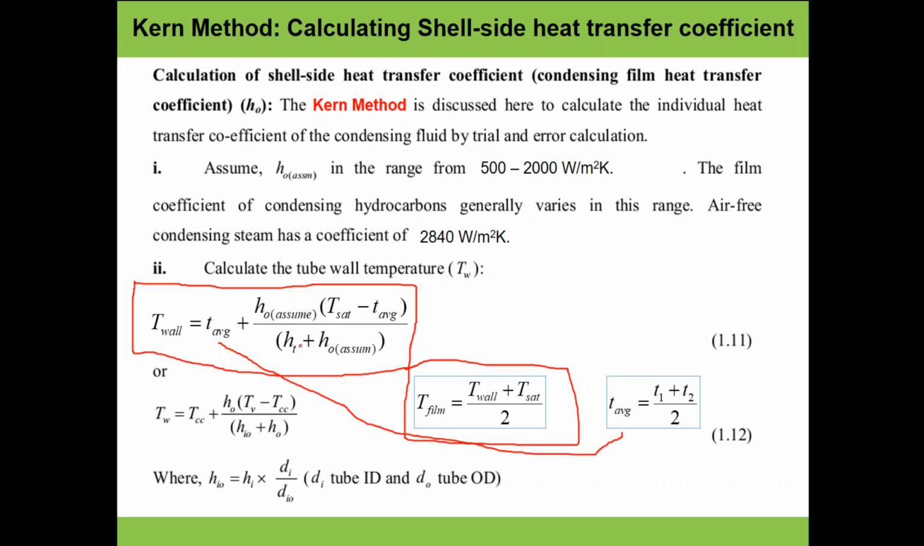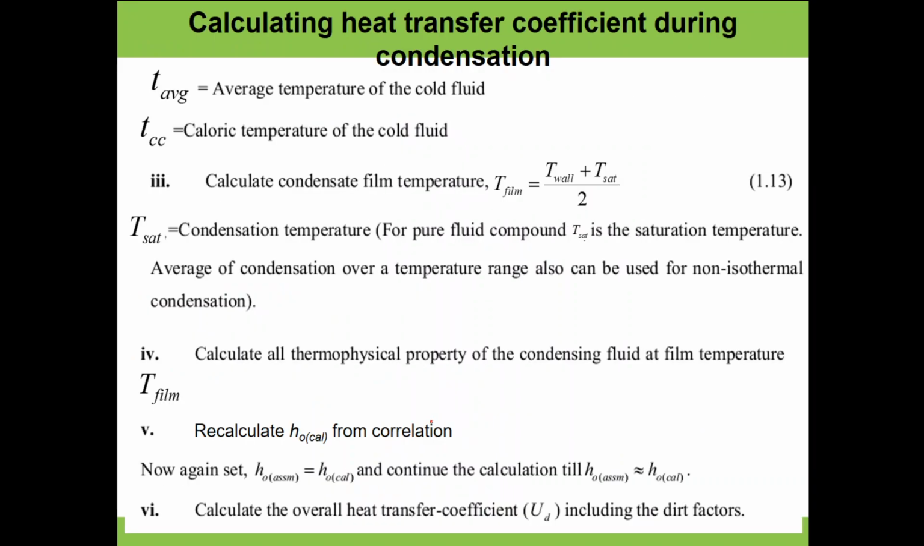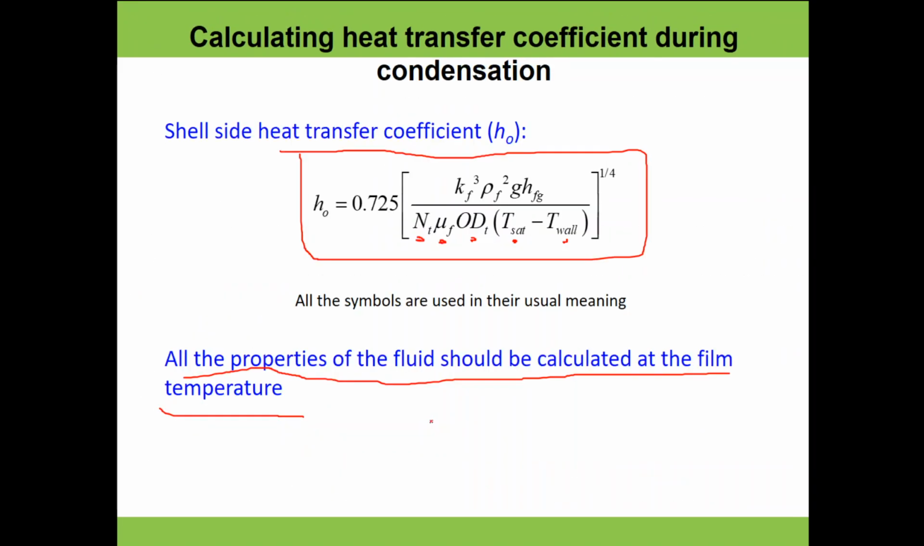The tube side heat transfer coefficient, H_T, we can calculate beforehand, and H naught we will assume for the first iteration. T saturation comes from the steam table, and T average is the average liquid temperature, and then we calculate T wall. Once we know the wall temperature, we take the average of the wall and saturation temperatures to find the film temperature. Once we know the film temperature, we can calculate the properties at the film temperature to find the heat transfer coefficient for the shell side, for the steam condensation. This completes one iteration.